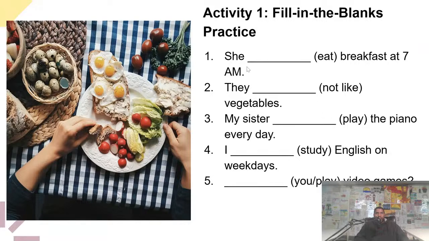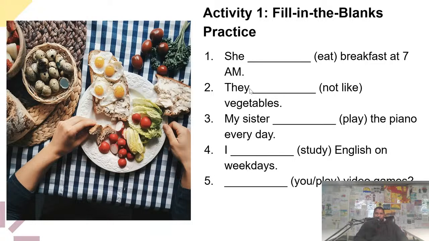All right. Number 1, she blank breakfast at 7 a.m. What do we have to do to this word in parentheses? There she is eating breakfast, but eating would be present progressive. Right now, we're working on simple present, the most basic form. What do we have to do to this verb, eat? That's in parentheses.